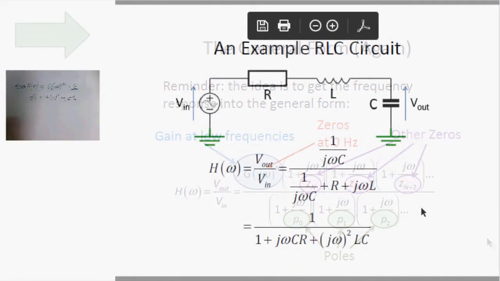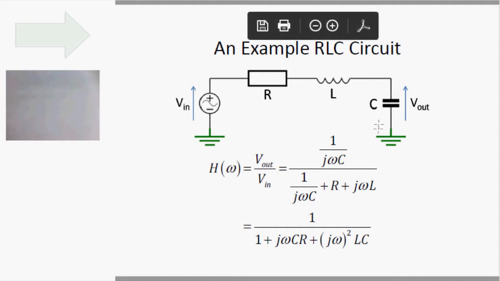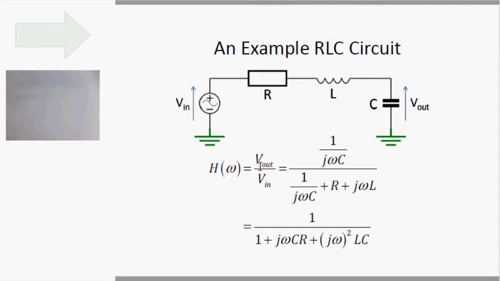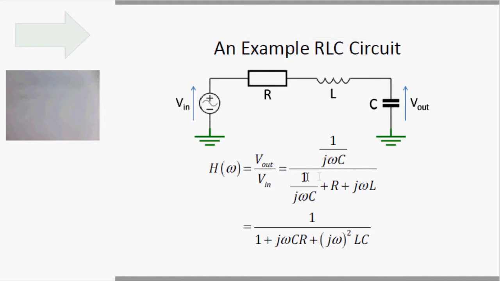Moving on. An example of an RLC circuit. Once again, it's a potential divider. It's fairly straightforward to determine what the frequency response of this circuit is. We can just apply the standard potential divider equations. In this case, V out over V in is the impedance of this term here, 1 over j omega C, divided by the total impedance in the network, which is 1 over j omega C plus R plus j omega L. And if I multiply through by j omega C, every term top and bottom, I end up with this.